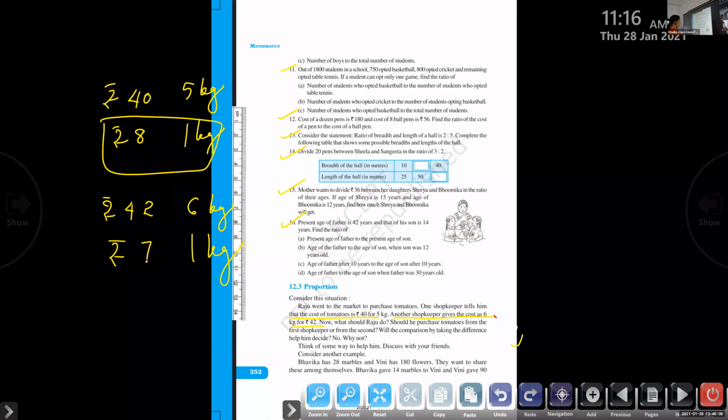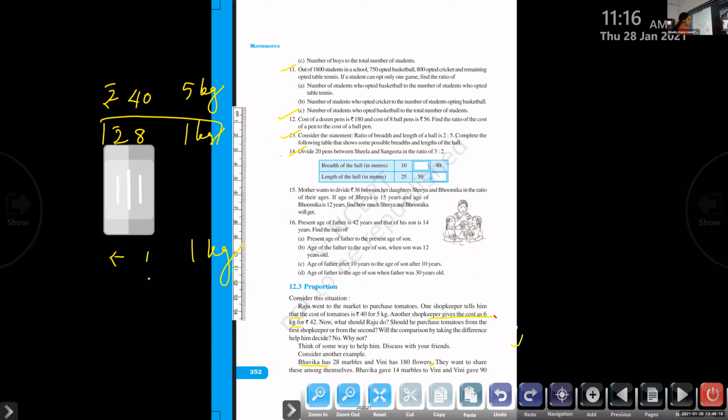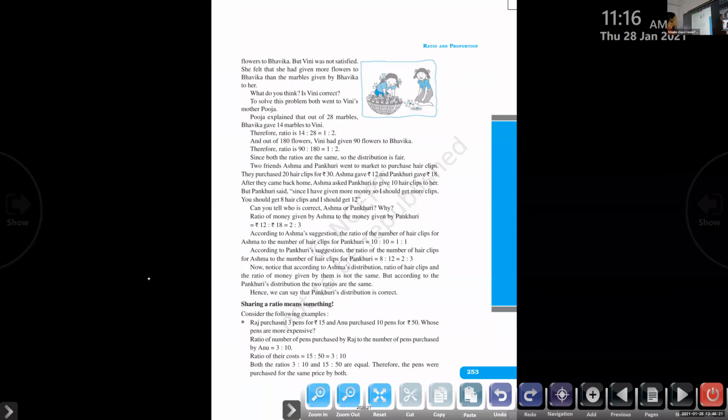Another example. Bhavika has 28 marbles and Vinny has 180 flowers. One minute. No need of giving that example.